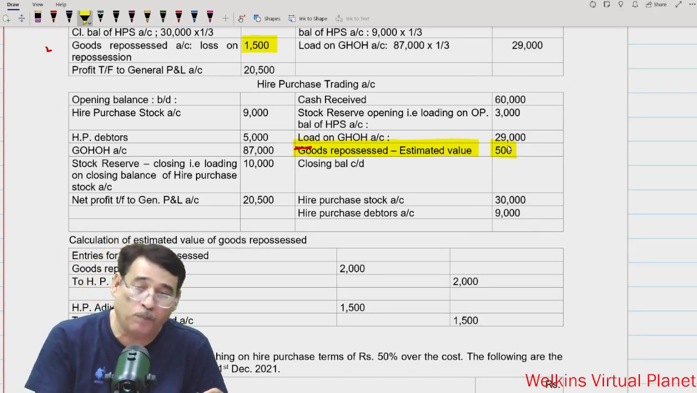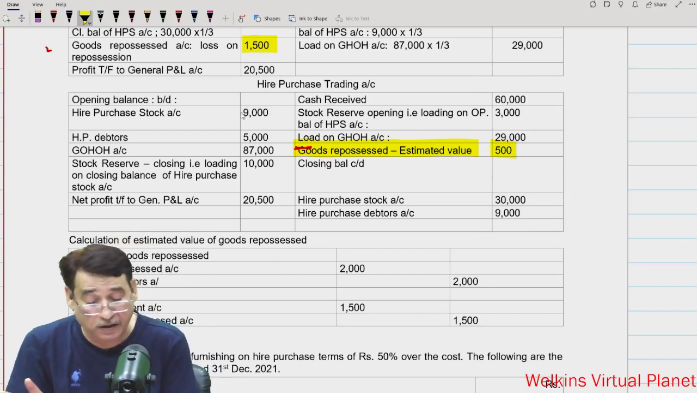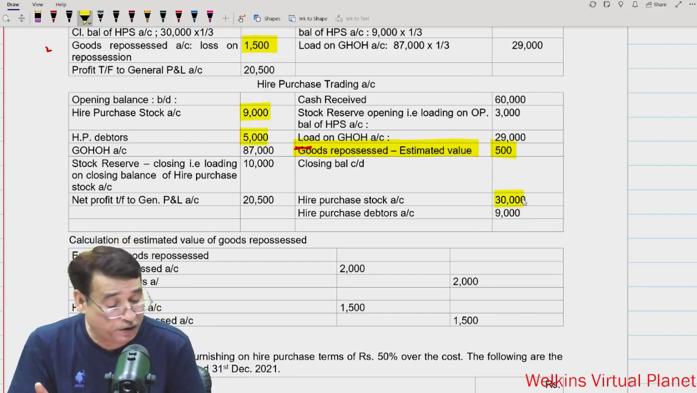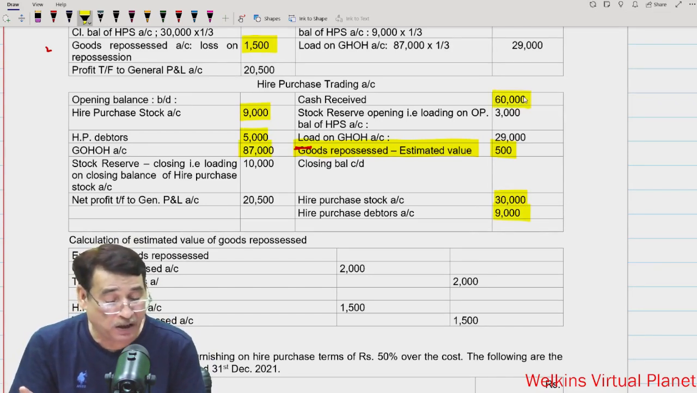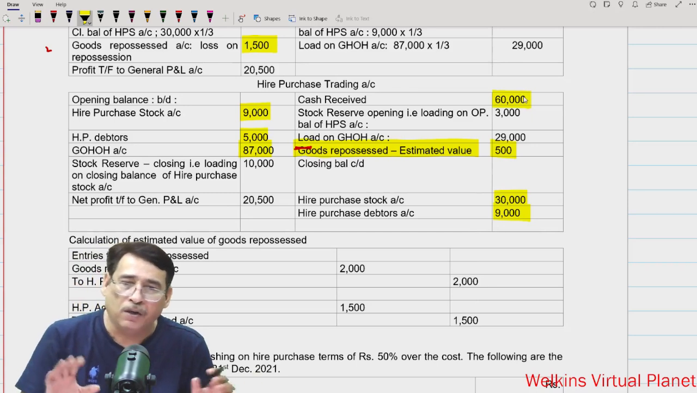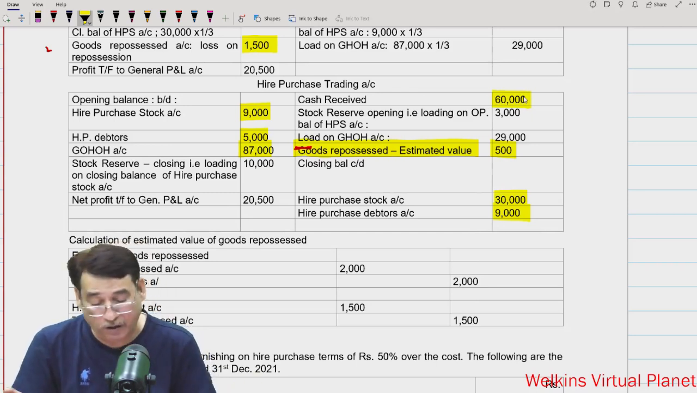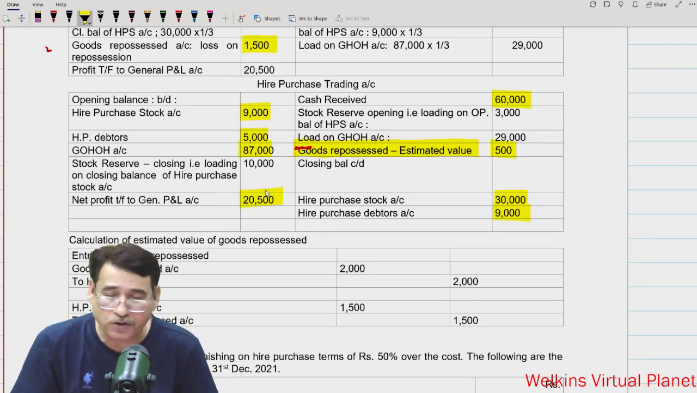For example, opening and closing balances of stock and hire purchase debtors. These are the opening balances you have written. And then you will write the goods sold on hire. You will write the cash received. You will take the loading portion in the general usual manner. And you will get the same answer, that is 20,500. This is how you are supposed to do.